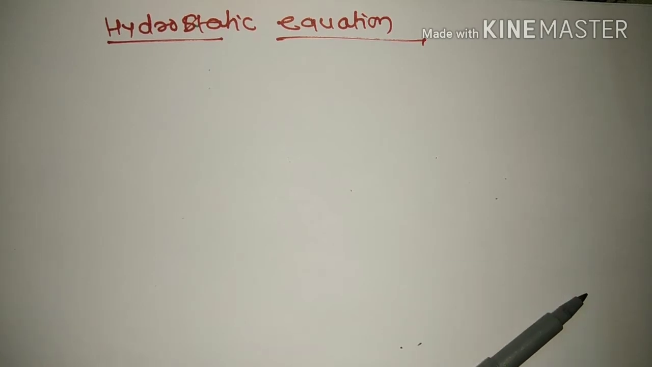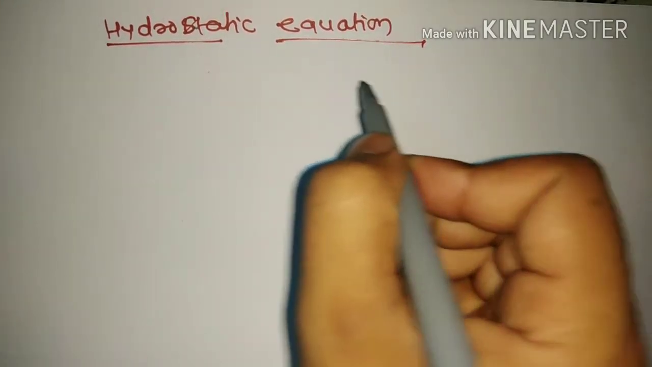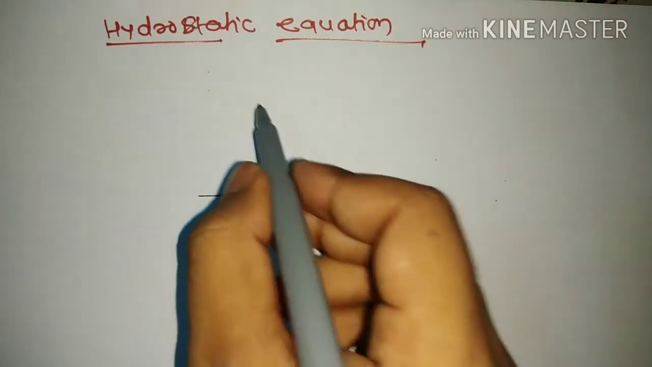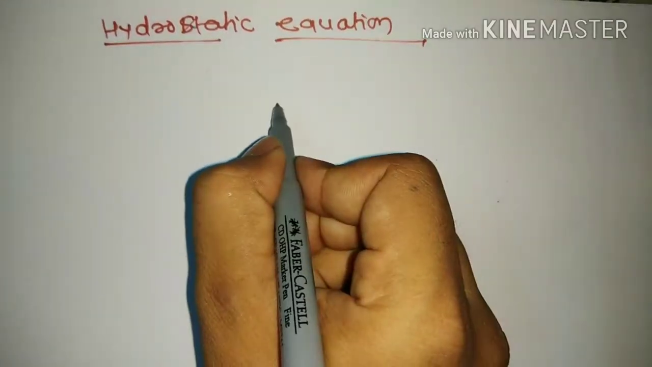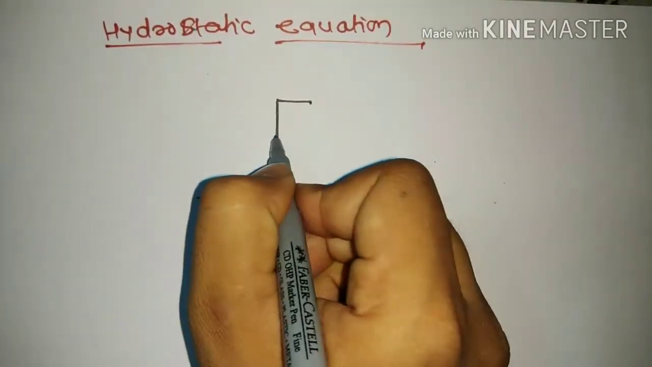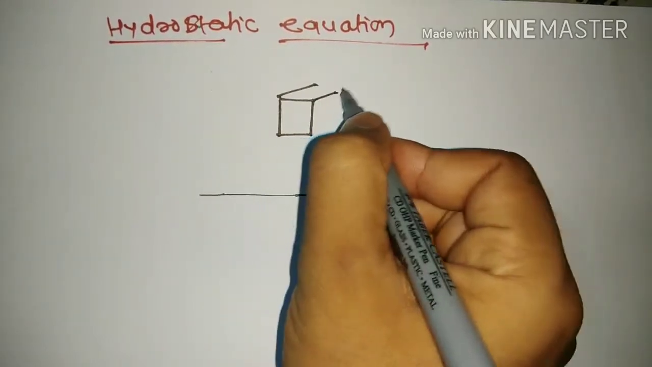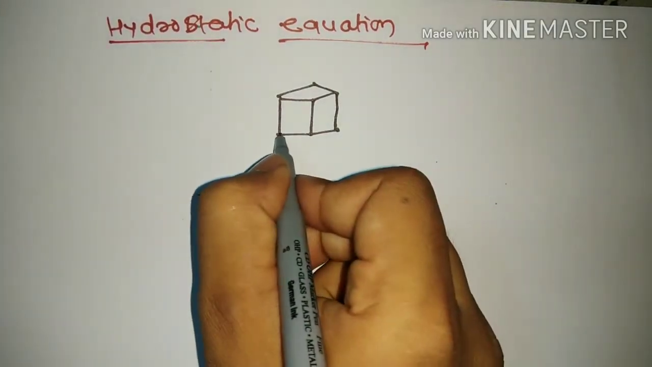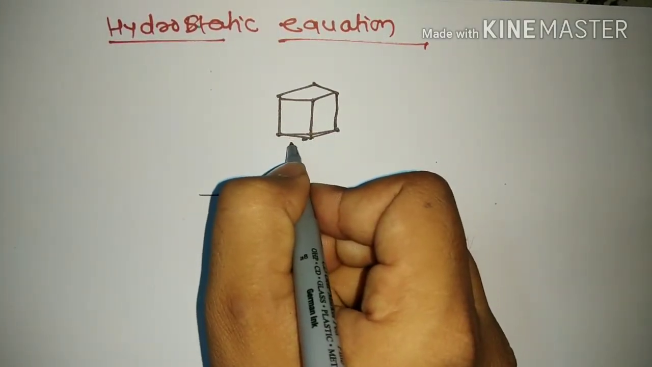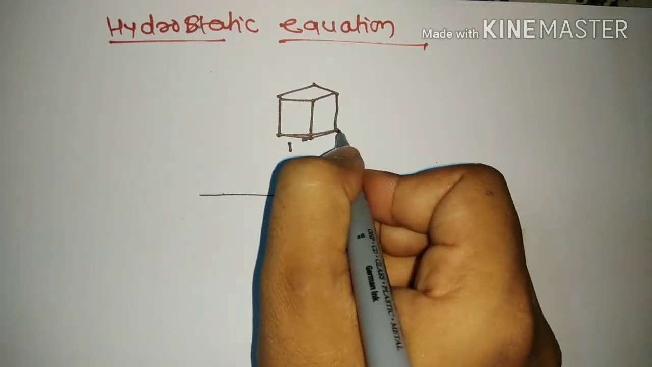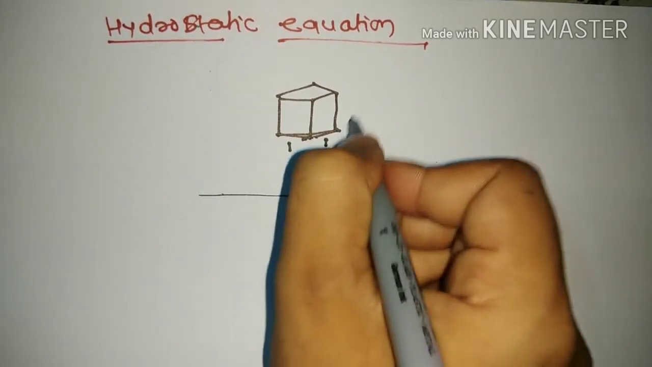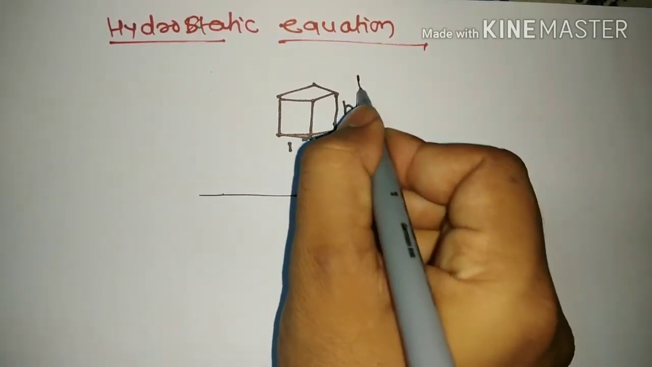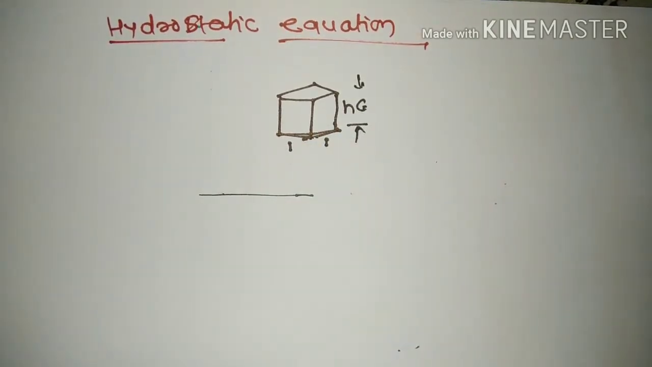Now, how do we derive the hydrostatic equation? First, consider this is the earth surface and this is the atmosphere, right? We consider a small air element here, with width and length equal to 1, and we consider its height to be Hg.